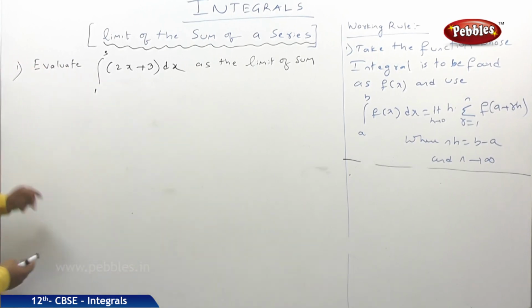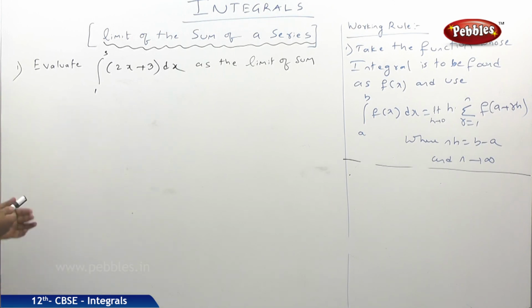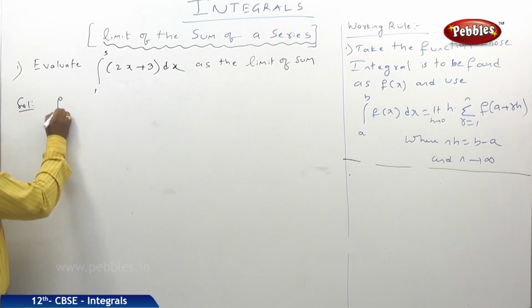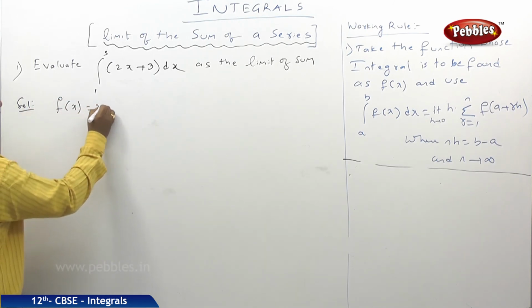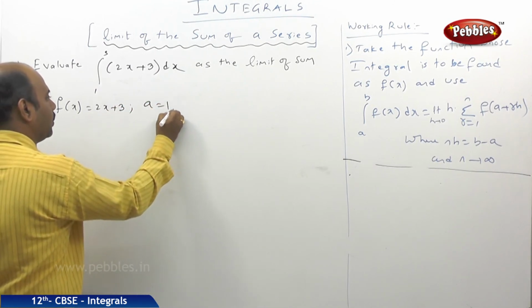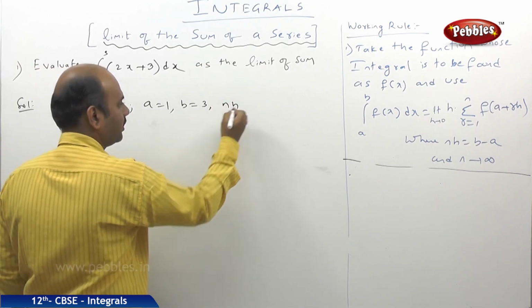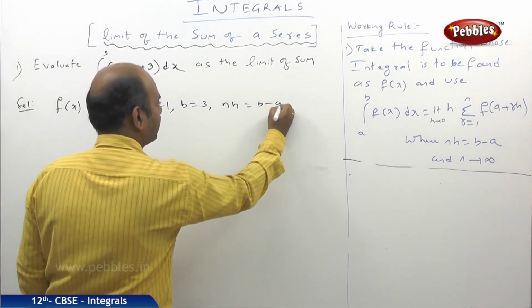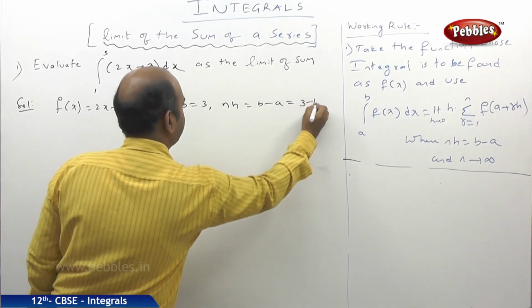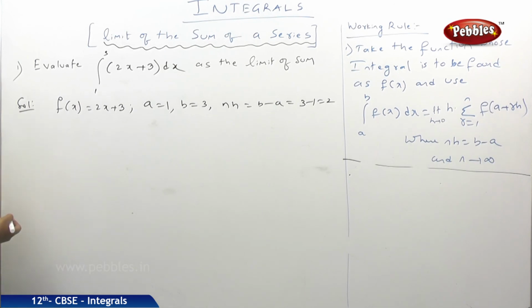Evaluate the integral from 1 to 3 of 2x plus 3 dx. Here our function is f of x, so you need to observe carefully. Here f of x is 2x plus 3. What is our lower limit? 1. What is our upper limit? 3. And nh is b minus a, which is 3 minus 1, equal to 2. And always n is tending to infinity, that is clear to us.